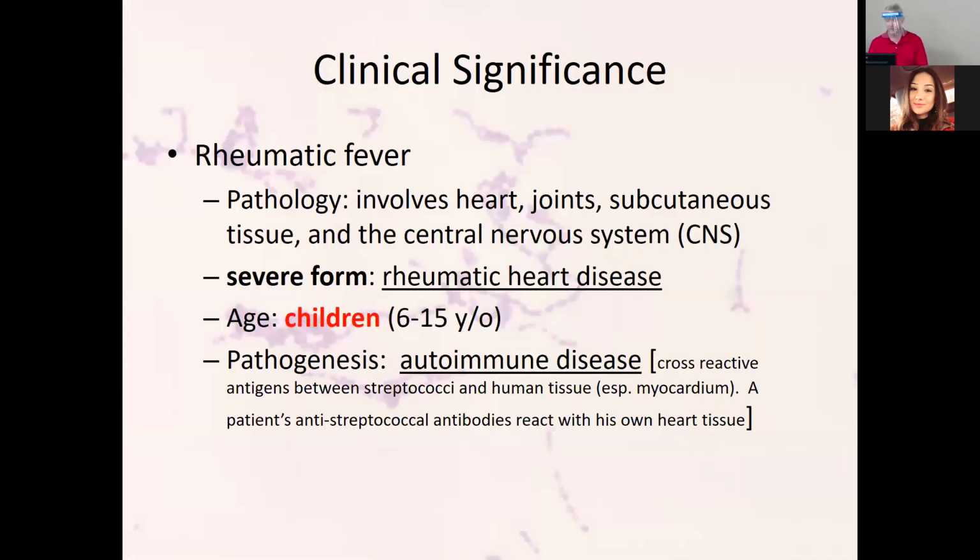Rheumatic fever, on the other hand, involves heart, joint, subcutaneous tissue, more like an autoimmune disease. Basically, it's a cross-reaction between the antigens from strep and human tissue. So your body forms an anti-strep antibody and starts to whack away at your heart tissue. Not a good thing. Early on, it's from the strep throat that ends up with the rheumatic heart disease. Usually 6 to 15 is where it develops.